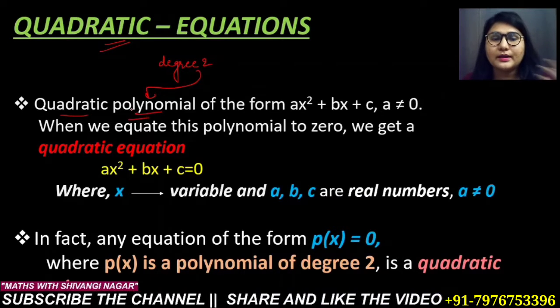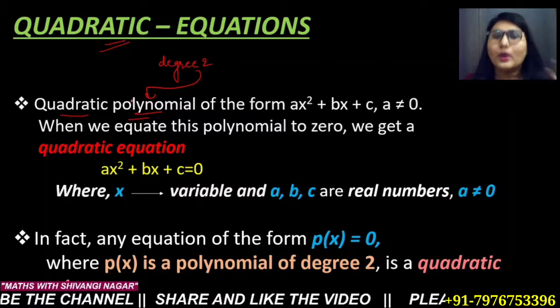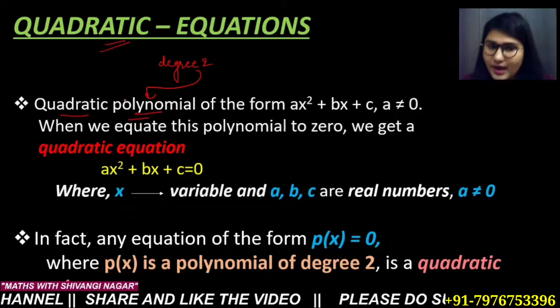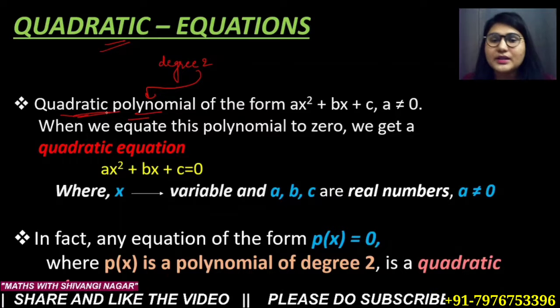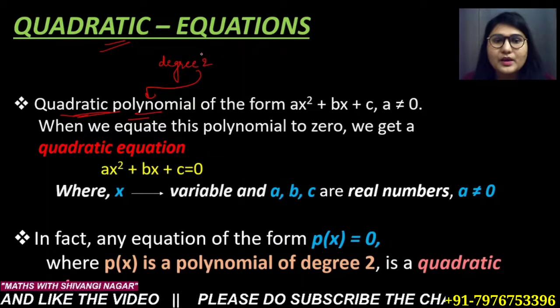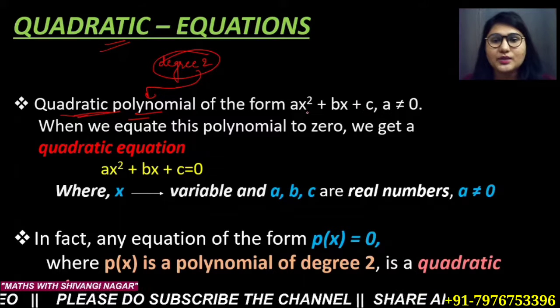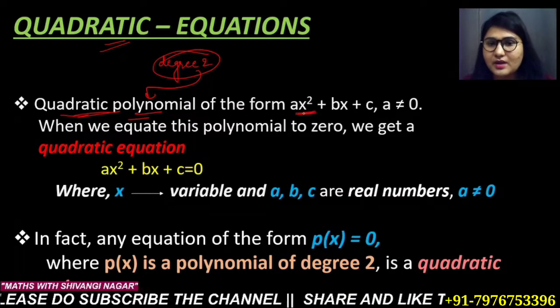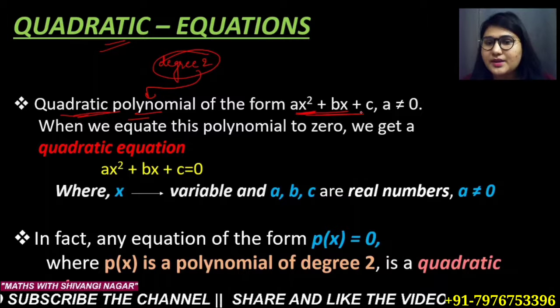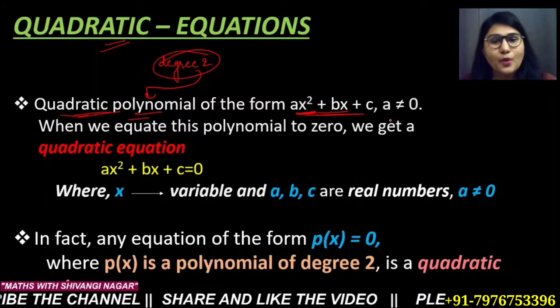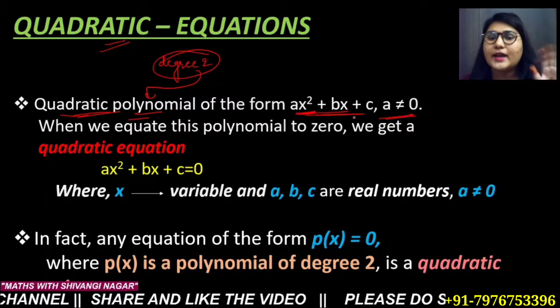This term quadratic is coming from the word quad, which means square. So a quadratic polynomial is a polynomial whose degree is 2. Its standard representation is ax square plus bx plus c, where a condition is imposed on a, that a cannot be equal to 0.